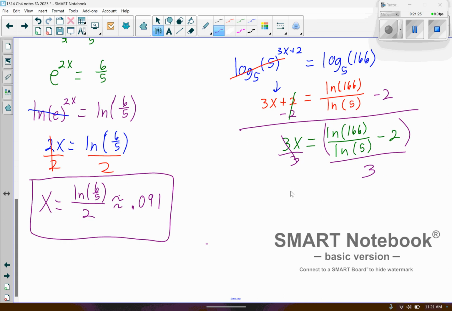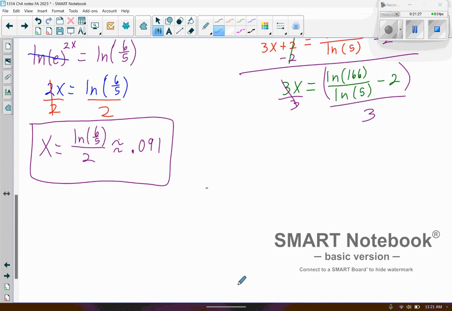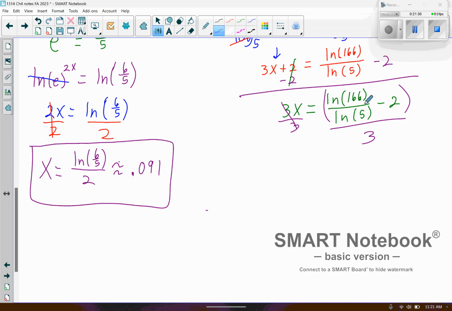You can leave it like that, but I'm going to show you a couple different ways you could have done this. You could have also multiplied both sides by a third. And you could have literally just put 1/3 on the outside, and had natural log of 166 over natural log of 5 minus 2. And you could have it like that. That's sometimes a popular way of doing it. So instead of dividing the whole thing by 3, you can just multiply by a third. So either one is fine. You could even distribute the 1/3 if you want, but I would go with one of these two probably.